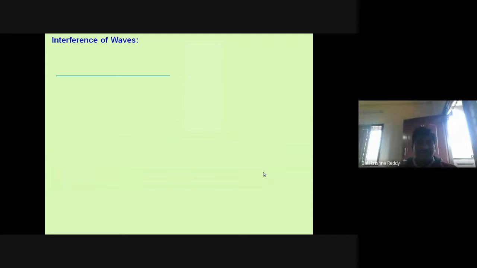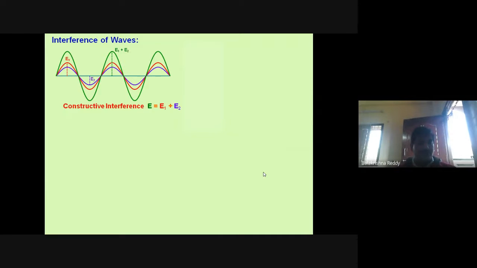Interference of waves. As I said just now, two or more waves are joined together and their amplitudes are added by superimposing, and it produces the resultant wave. These two waves have two different amplitudes, E1 and E2, and since they are in the same direction, they add to give the resultant wave E1 plus E2. Since they are in the same direction, they are added, right? If they are in opposite direction, they get subtracted. This pattern is called constructive interference.